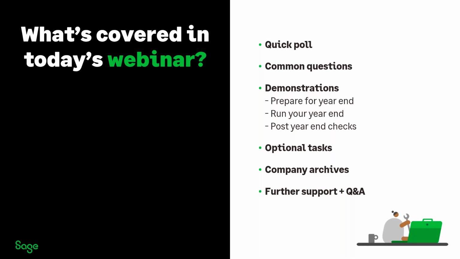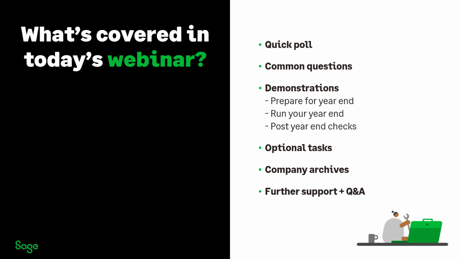So once you run year end, how can you check it's gone through successfully? We'll touch on the optional tasks. Now, we're not going to demonstrate those optional tasks today because they are covered by separate webinars. So you'll need to find those via the recordings page, but I'll point out and give you an idea of what's involved in those optional tasks.